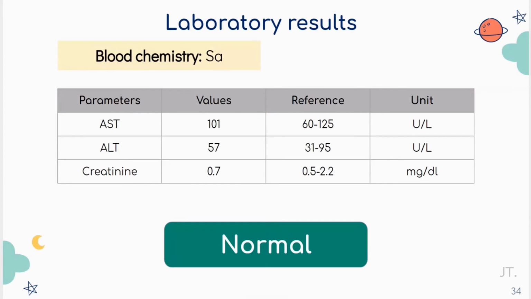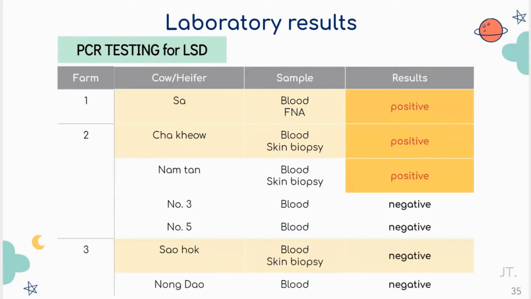And for the blood chemistry, we found that AST, ALT, and creatinine are all normal. And for our PCR testing for lumpy skin disease, we found that Sa from Farm 1, Cha Kiao from Farm 2, and Sao Hok from Farm 2 are positive for lumpy skin disease, but the other samples were all negative.